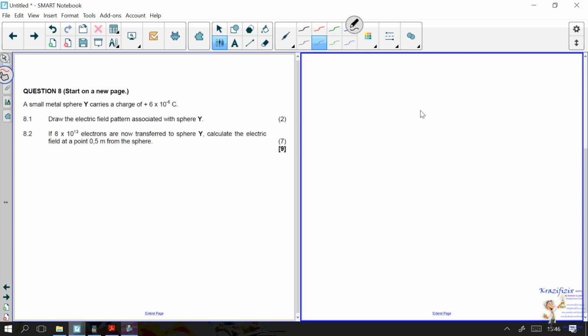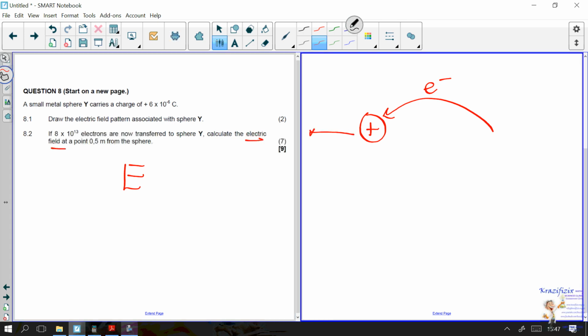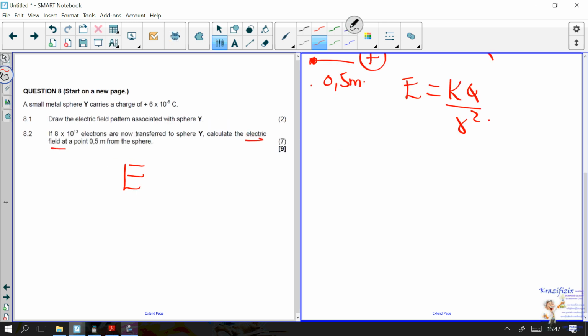If 8 times 10 to the power 13 electrons are now transferred to sphere Y. Okay, hold on. We've got our charge and we're transferring what? Electrons. Calculate the electric field. Okay, be careful. You're looking for E at a point 0,5 meters. Okay, let's just say here 0,5 meters. Now, what do we know? E equals kQ over r squared. But there's a problem. My problem now is that this will no longer be positive 6 times 10 to the power negative 6, because already we have electrons transferred onto this object. We need to now calculate the charge.